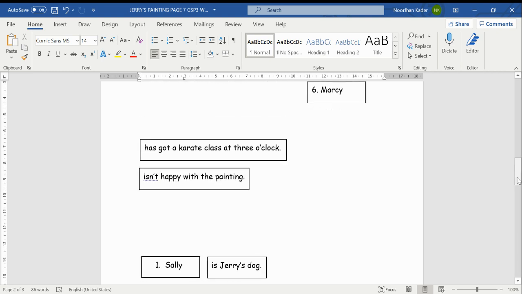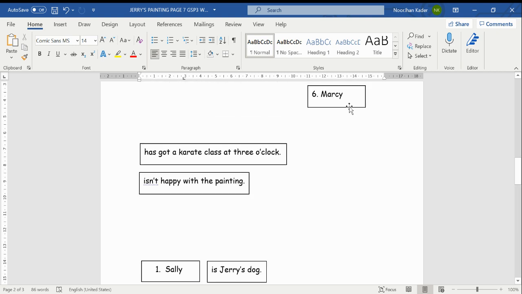Okay, let's see. What's number 6? Oh, number 6 is also Marcy. Yes, because she is the first main character, then Jerry is the second main character, then the supporting character is Sally, Jerry's dog. So number 6 is going to be Marcy. So which one are you going to choose? If you remember the story, which one comes first? Has got a karate class at 3 o'clock, or isn't happy with the painting?